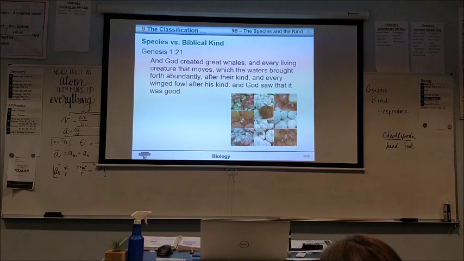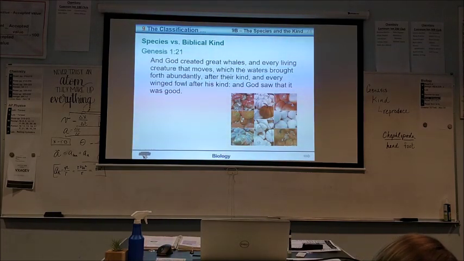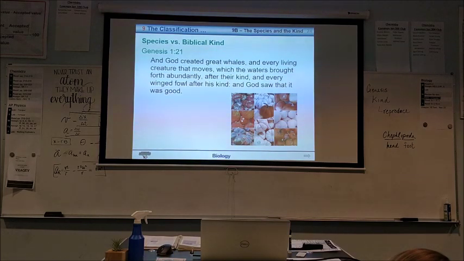And God created great whales and every living creature that moves, which the waters brought forth abundantly after their kind. Okay, so in other words, talking about living things produced after their own kind. Horses produce more horses, not alligators. Okay, and every winged fowl after his kind. So you expect the young from the birds to look eventually like the adults. And God saw that it was good.